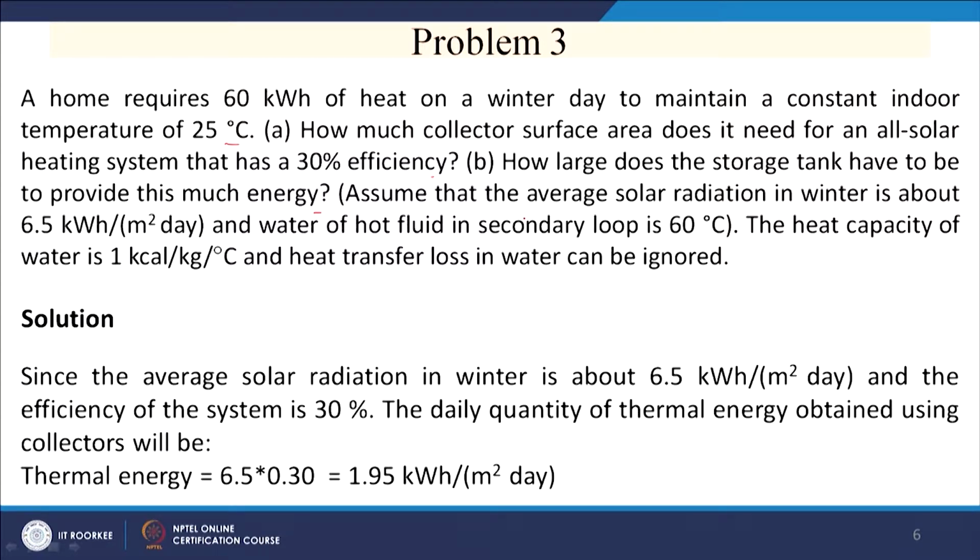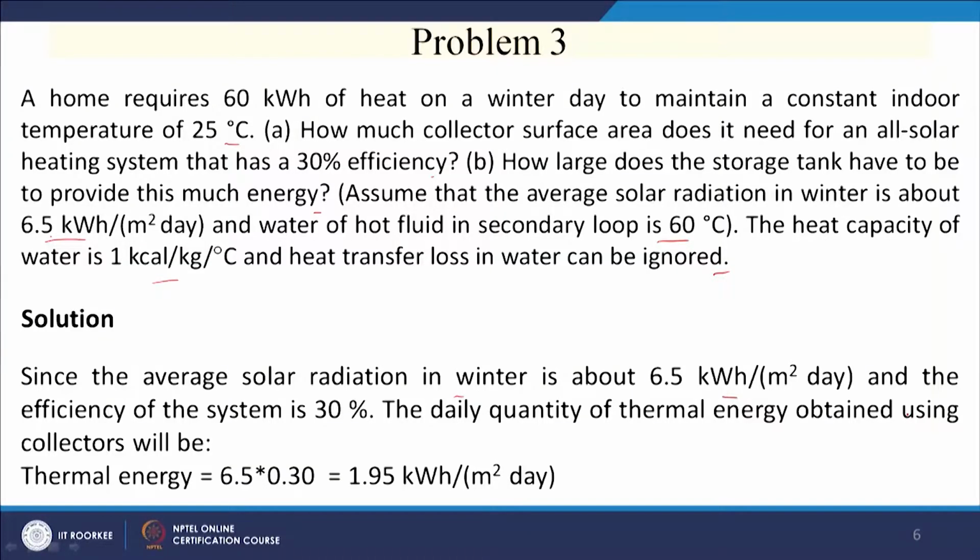We can assume that the average solar radiation in winter is about 6.5 kilowatt hour per meter square day, and the hot water in the secondary loop is at 60 degrees centigrade. The heat capacity of water is 1 kilocalorie per kg per degree centigrade, and heat transfer loss in water can be ignored. So, these are our conditions. We have to calculate the surface area of the collector, and also the storage volume, the water volume which has to be stored for the transfer of heat absorbed by the system to the water.